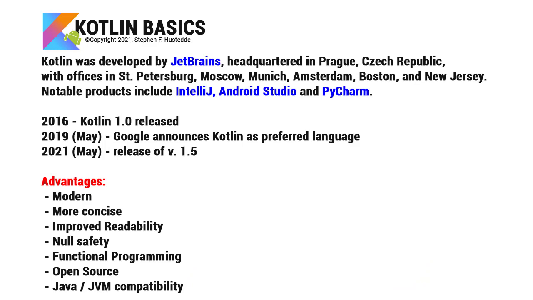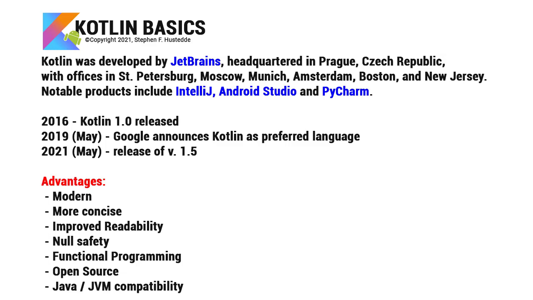Kotlin was developed by JetBrains, which is a company out of Prague, Czech Republic, with offices in St. Petersburg, Moscow, Boston, New Jersey, Munich, and Amsterdam. St. Petersburg is significant in the development of Kotlin, and we'll see why in a minute. Notable products include IntelliJ, which is a popular IDE, including developing for Android, and then Android Studio, which is open source, is based on IntelliJ, and JetBrains also creates PyCharm, which is a Python IDE. They began developing Kotlin in 2011, but it wasn't released until 2016 version 1.0.